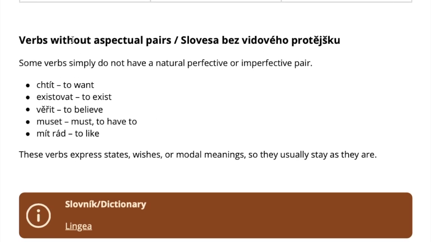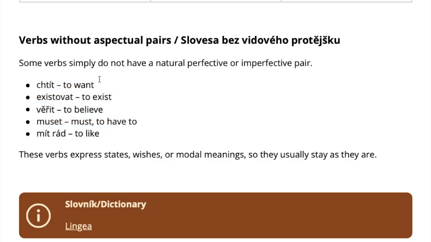And I have to mention also that there are some verbs that don't have an aspectual pair. Taky bych měla zmínit, že existují nějaká slovesa bez vidového protějšku. Moc jich není, ale existují. There are not many, but there are some. And we have some of them right here. Chtít, for example, to want.